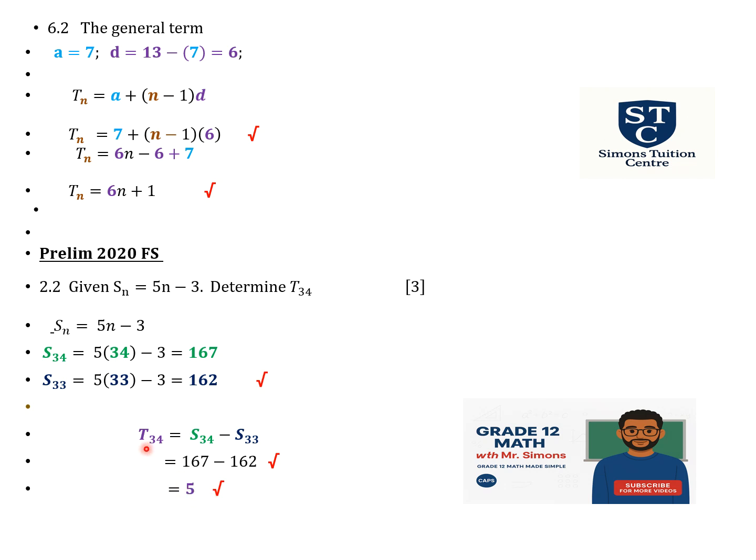They ask for term 70. Term 70 would be the sum to 70 terms minus the sum to 69 terms.